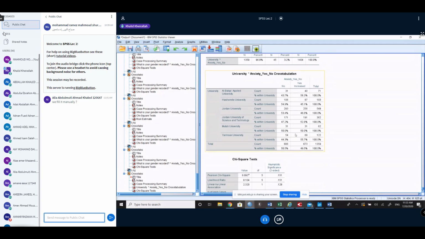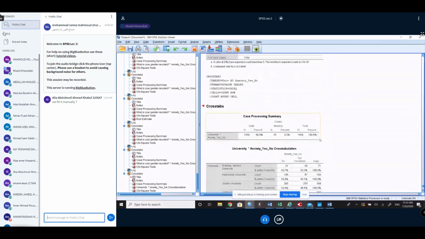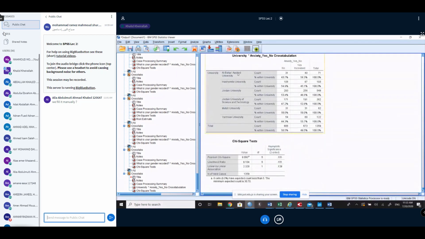Now, if we look at these, we see that Al-Balqa University, the anxiety is 56%, Hashemite University 45%, Jordan University 46%, Just 52%, Mu'ta 50%, and Yarmouk University is 55.7%. So they all range between 45 and 55.